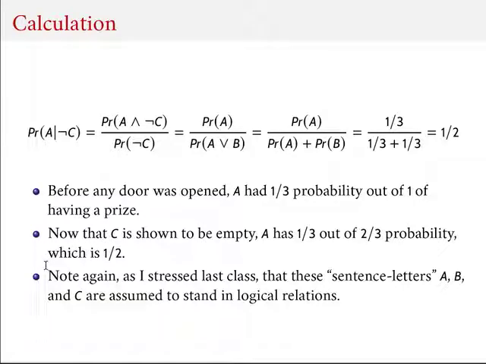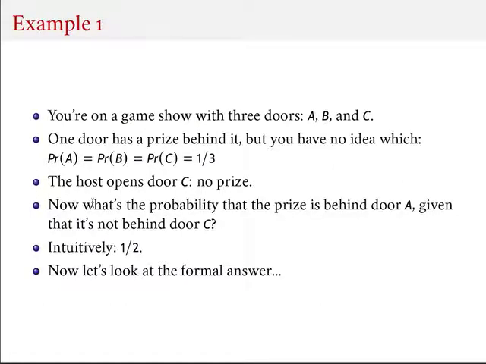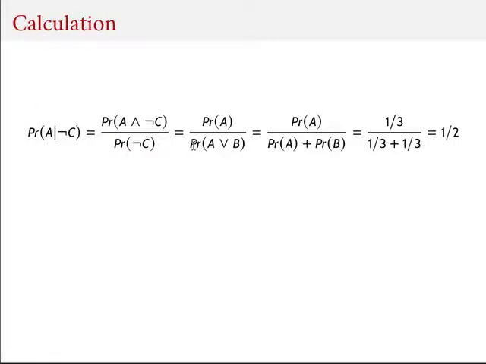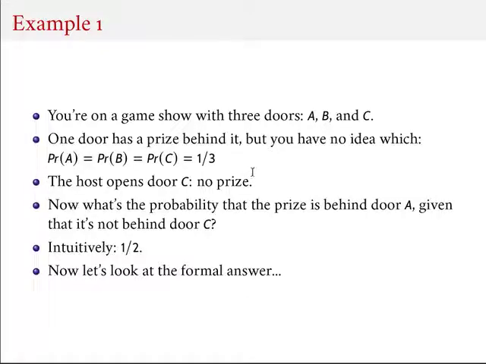I just want to stress one thing, which I also mentioned last class: these sentence letters A, B, and C are crucially assumed to stand in logical relations. It's crucial to doing these calculations, and to being able to swap, replace, or substitute the probabilities of logically equivalent sentences, that you realize that given our setup, we're assuming that these sentence letters have logical relations.